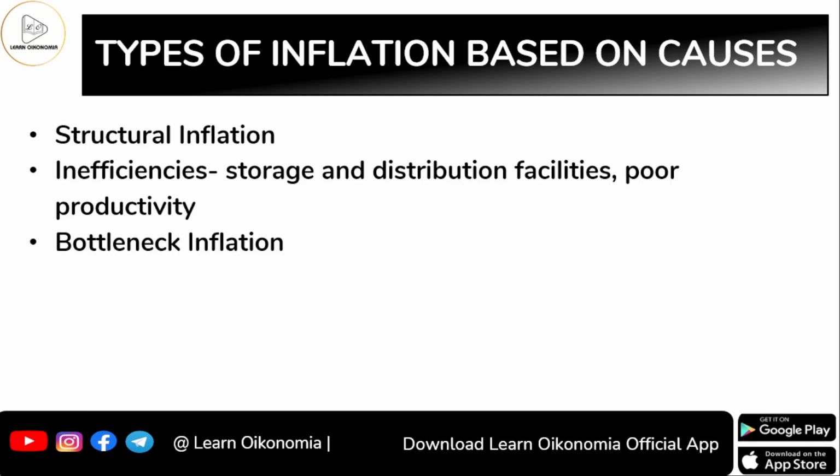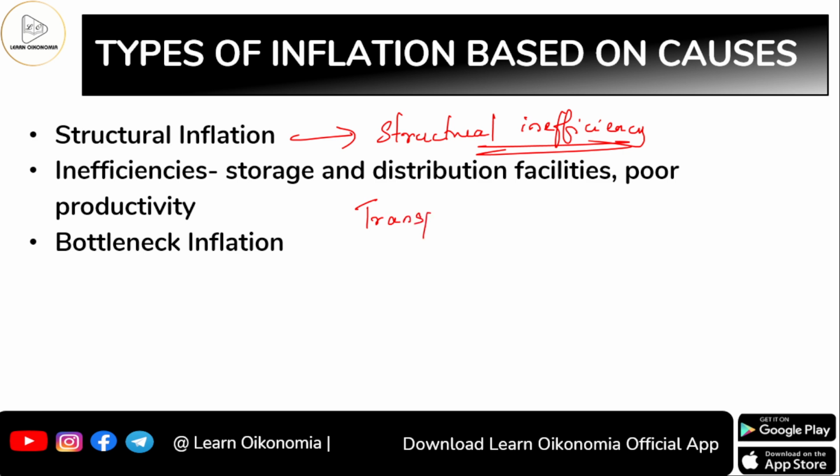Now, the next type of inflation based on cost would be structural inflation. So what is it all about? Structural inflation will be caused due to structural inefficiencies. So what is it all about structural inefficiency? Here you have to take into consideration problems associated with transportation, problems associated with marketing, problem associated with storage of commodity, and problem associated with productivity.